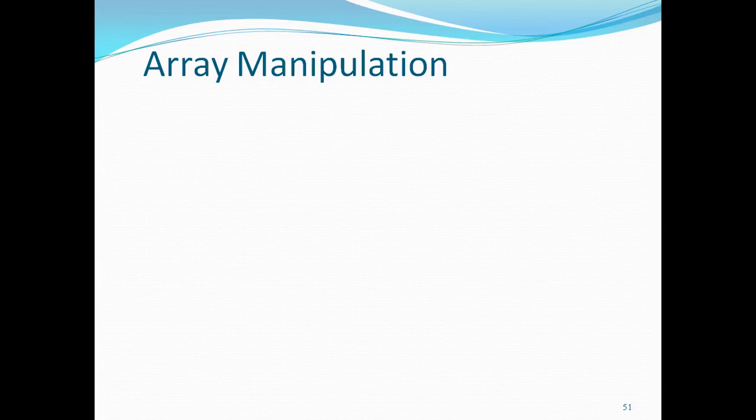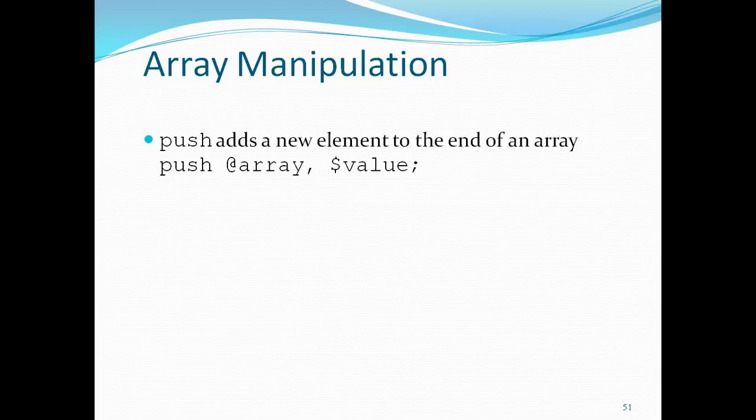Now let's see some examples related to array functions or array manipulations. As you all know, an array is used with the @ symbol, and we can define a set of values, a group of dissimilar data items that shares a common name, that is called an array. Here we have a function called push, which will add a new element to the end of an array. For example, if you give push @array and pass some value, it will add that particular value at the end of the array.